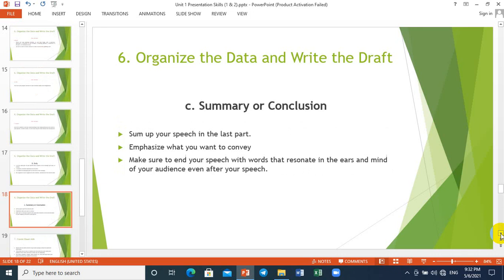The last part of our presentation is called summary or conclusion. We need to sum up our speech in the last part of our presentation, and we also emphasize what you want to convey. Make sure to end your speech with words that resonate in the ear and mind of your audience even after your speech. So we need to use a wonderful word to end our presentation.